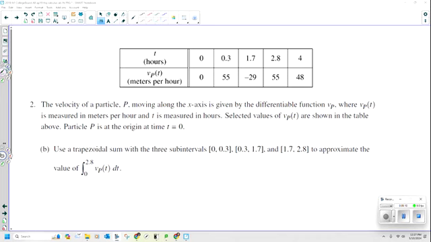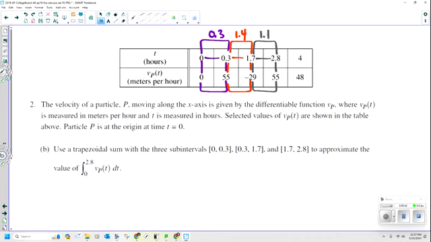The first one will go from 0 to 0.3. That width is 0.3. The next subinterval goes from 0.3 to 1.7. The width of this subinterval is 1.4. That's from here to here. And 0.3, in case you couldn't tell, was from here to here. And last but not least, we'll do, I guess we'll go gray, 1.7 to 2.8. That width from here to here is 1.1.